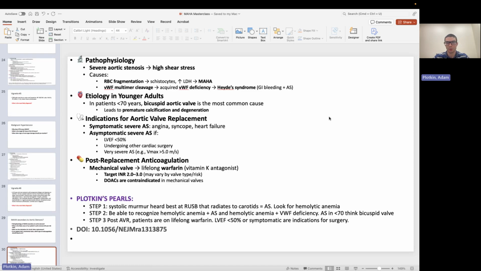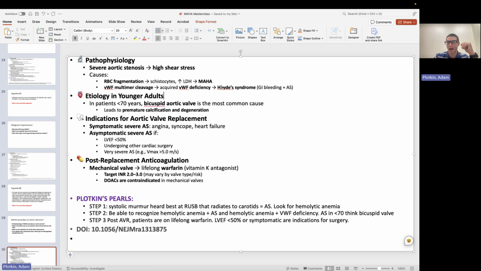So the pathophysiology: when I have a really stenotic heart valve, or a mechanical valve that's also relatively stenotic and a new type of material, that can lead to high shear stress. The valve isn't moving as much, the diameter is closed, and my blood is getting shot up through the aorta via the left ventricle, shearing a lot of those red blood cells. So these red blood cells get fragmented, we get schistocytes, we get the elevated LDH, and we've got our classic MAHA presentation. We also can get von Willebrand factor cleavage, okay?